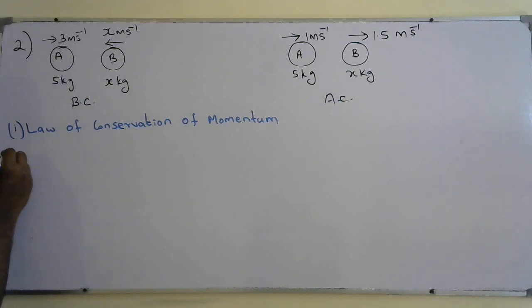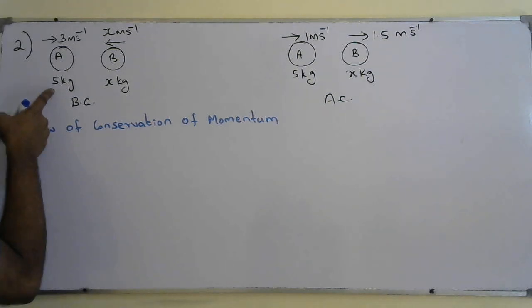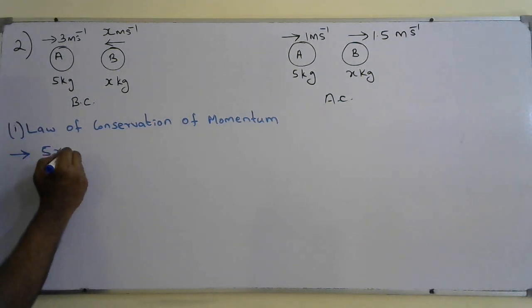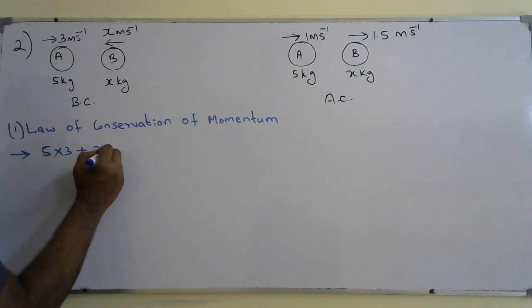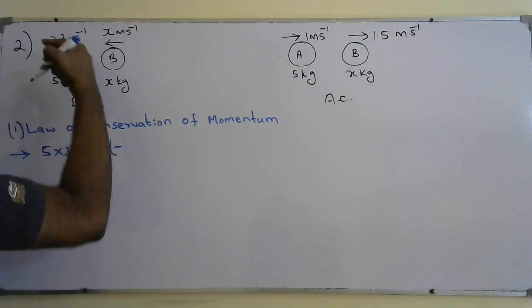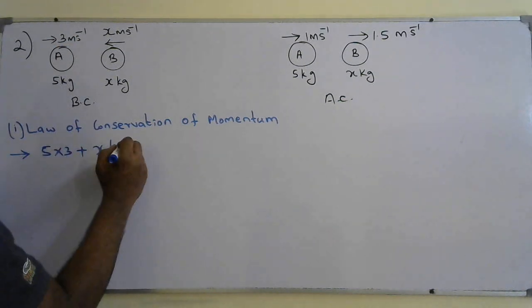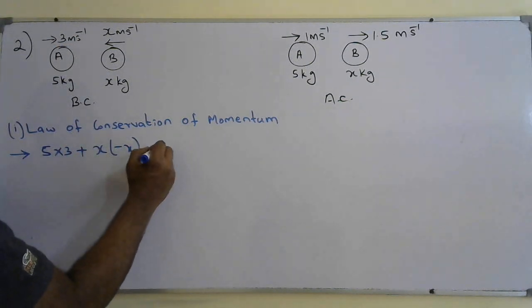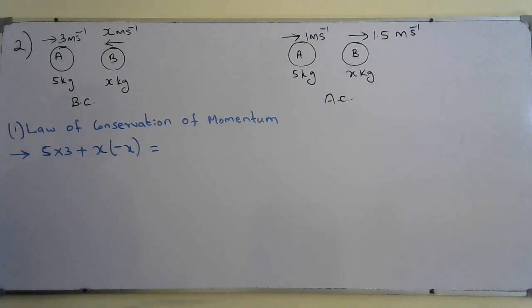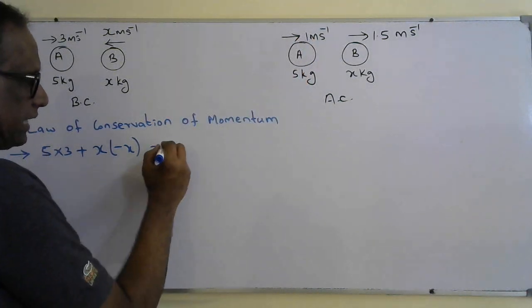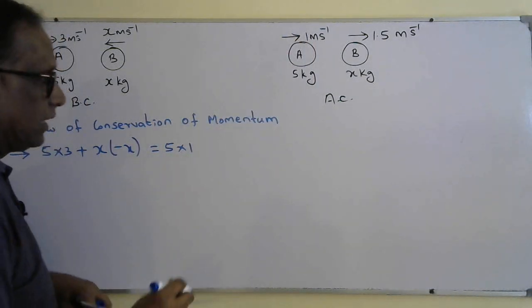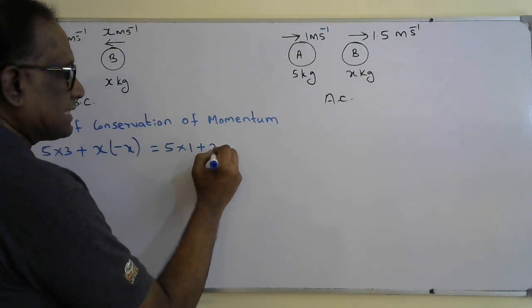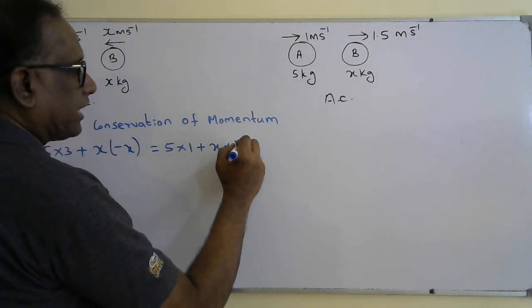Okay, I'll use that law towards right. Before collision, the total momentum towards right is mass 5 into 3, plus x, the mass, into minus, because B is moving towards left and I am taking towards right as positive. So minus x is equal to, after collision, A is moving towards right, 5 into 1, taking towards right as positive, velocity also towards right, 5 into 1 plus x into 1.5.